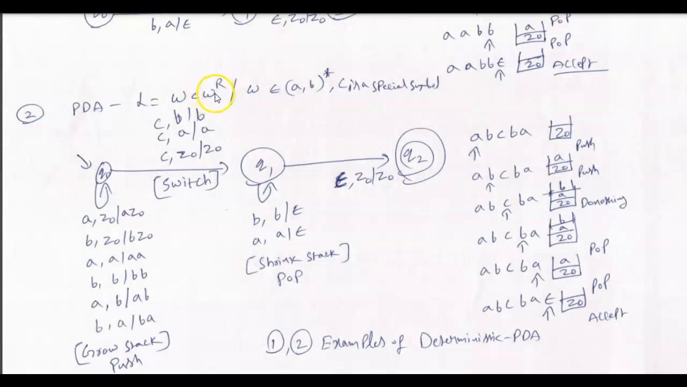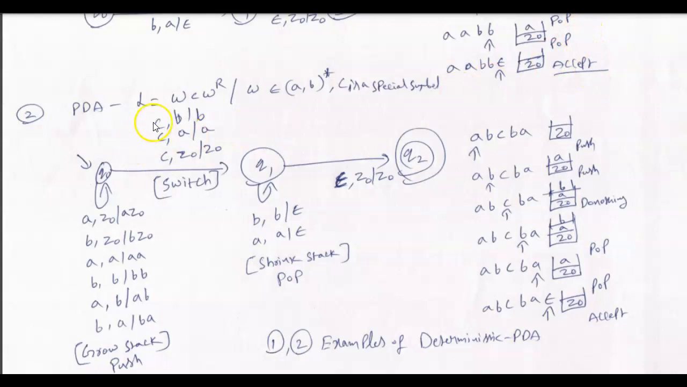And moreover, it is in reverse order. For w c w to the power of R, the stack data structure follows the principle called last in first out, or first in last out. That means the contents that we push onto the stack, whenever we pop from the stack, we will get in reverse order.